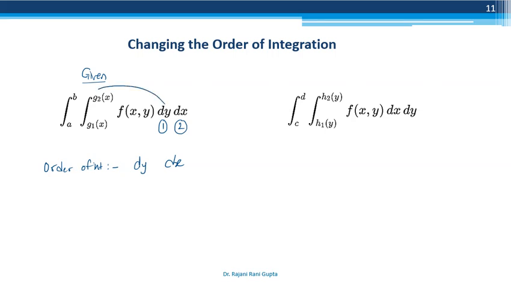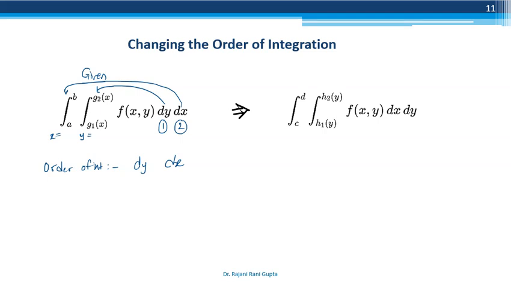And the limits are, for y, it's from g1(x) to g2(x). These are the limits for y. And for x, the limits are from a to b. Okay, so changing the order of integration means rewriting this integral in this form: integral c to d, integral h1(y) to h2(y), f(x,y), dx dy.